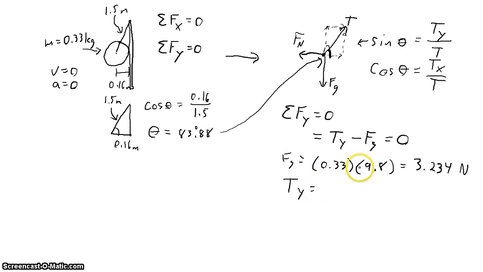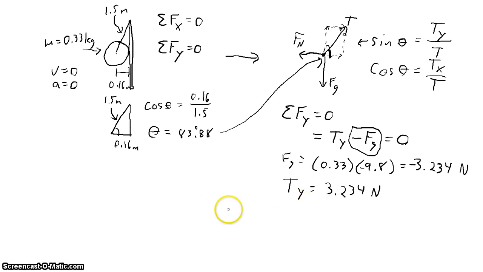Oh, and I should state, let's just be careful here. This is a negative 9.8, so we end up with a negative force here. Remember that the gravity force here is negative in direction. All right, so the vertical component of the tension must balance out the weight. So it's going to be positive 3.234 newtons. So that gives us Ty.